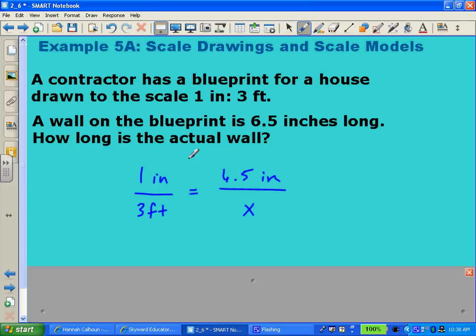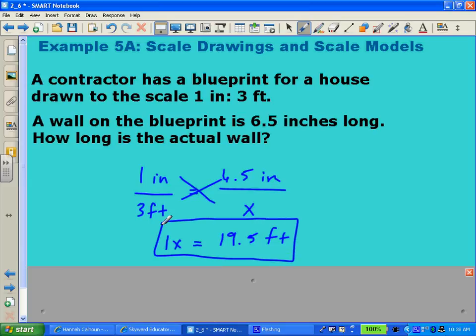So we want to know how many feet the actual wall is. So here, we'd set up a proportion again. And then again I would cross multiply, so I have 1x equals 6.5 times 3. I believe that's going to be 19.5. So the actual wall in the building, or the house that they're going to build, has to be 19.5 feet long. Okay, even though it's 6.5 inches long on the blueprint.